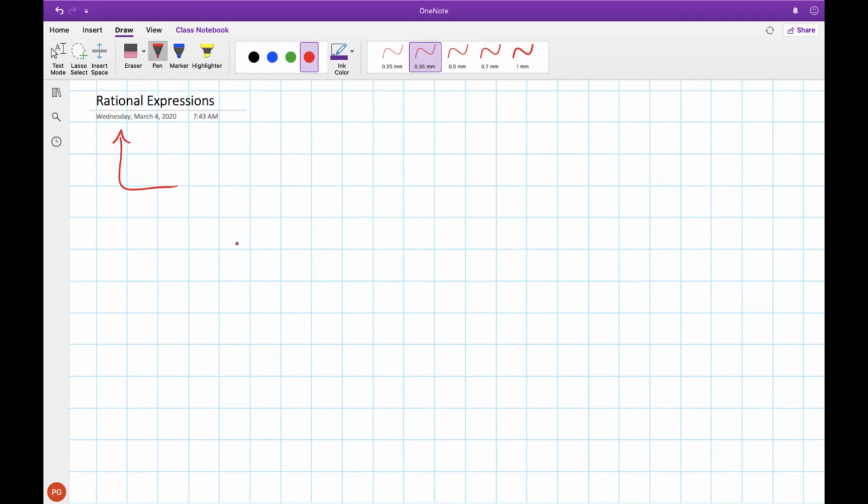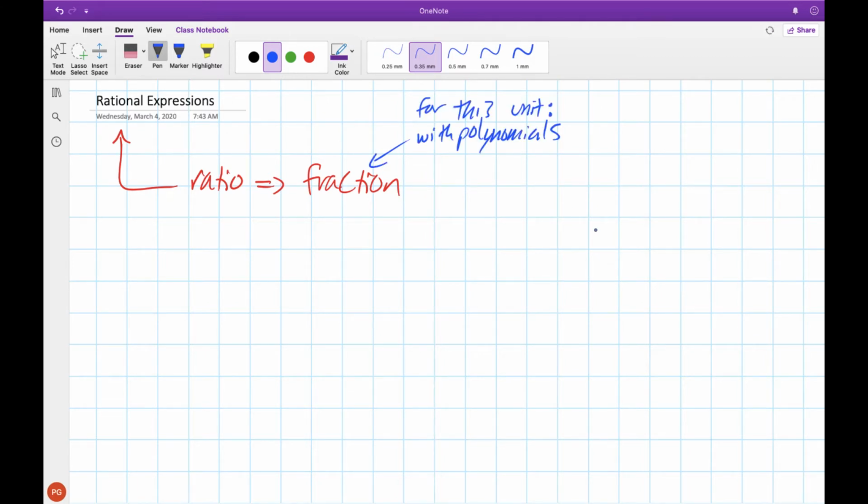Before we dive in, I think it's important to dissect the word that we have at the start here. This is a word that sort of defines our whole chapter. The word rational has the word ratio in it, and a ratio means the same thing as a fraction. This unit is all about fractions, and in particular fractions that have polynomials. Fortunately for us, all the same rules still apply.